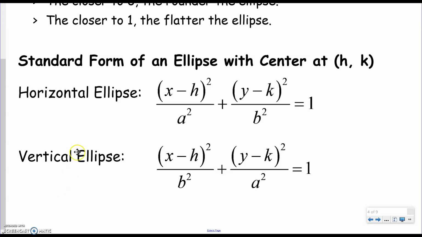The only thing that changes is very similar to what we did with parabolas. In circles, we have h and k here. So h and k are your center here. And then you can find your vertices and technically your co-vertices from there.